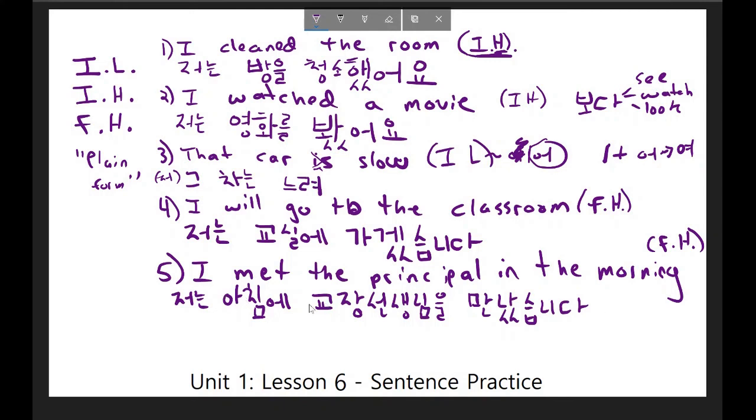I want to point out that this 아침에 and 교장 선생님을, you could actually switch these two here. I talk about sentence order more specifically in lesson 8, but it's also possible that you could say 저는 교장 선생님을 아침에 만났습니다. Well, that was fun. I hope you learned a lot.